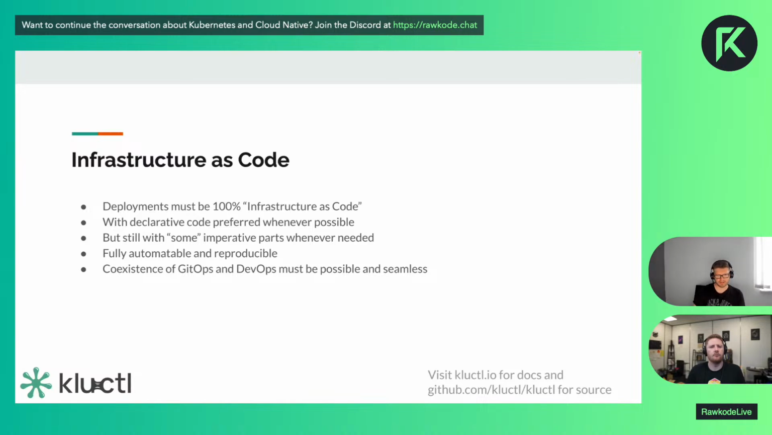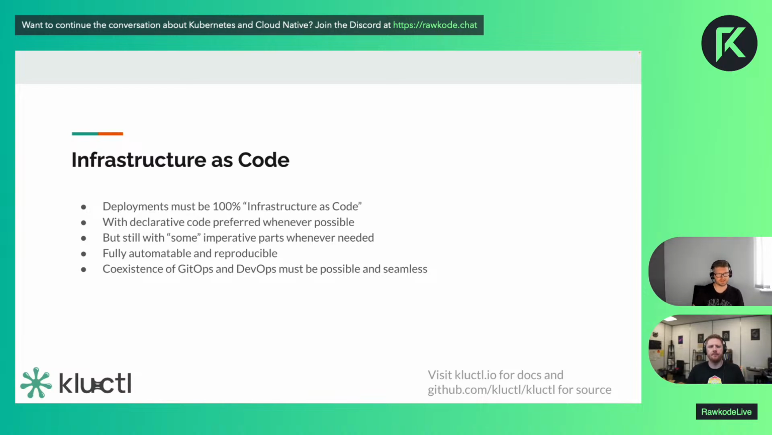As an example, having declared everything is good, but in the end, you still need to adhere to deployment order, for example. As an example, you have to deploy a namespace before you can deploy any other object into the namespace.